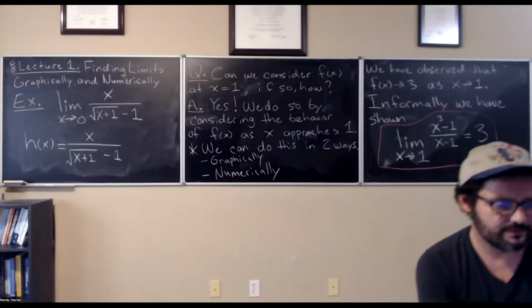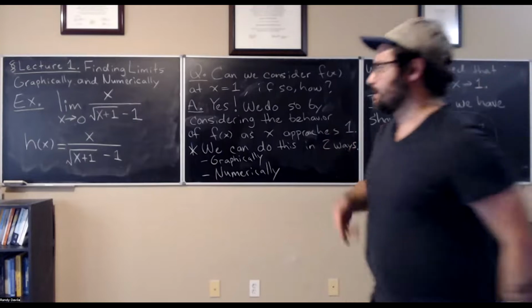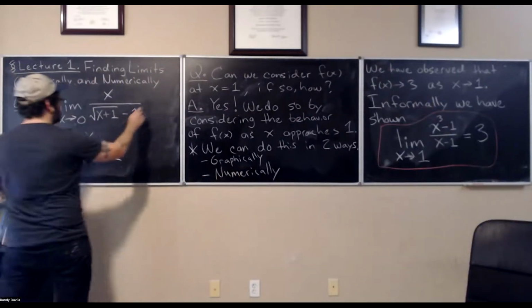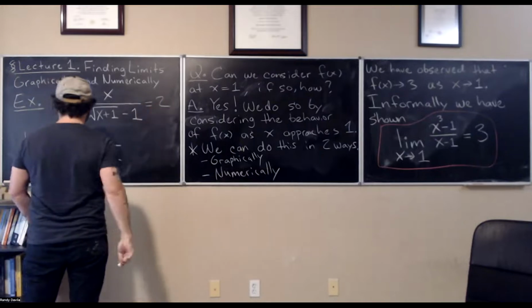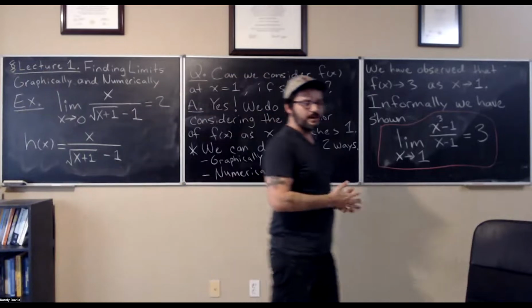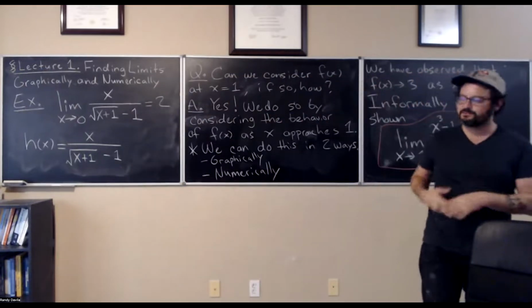So just based off of our graphical and numerical interpretations or calculations, we can say that that's equal to 2. That's like an informal way of evaluating the limit. There is a formal way, but that's an informal way.